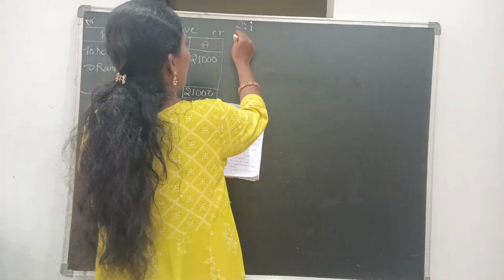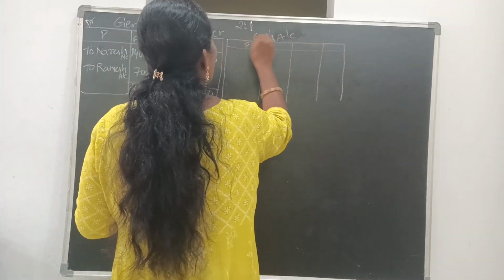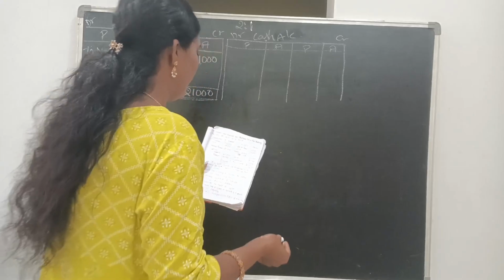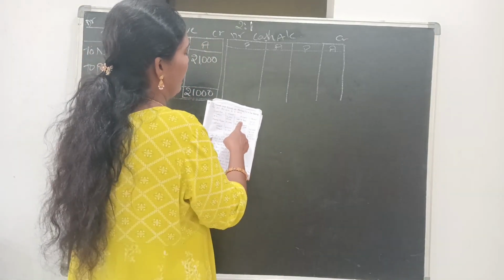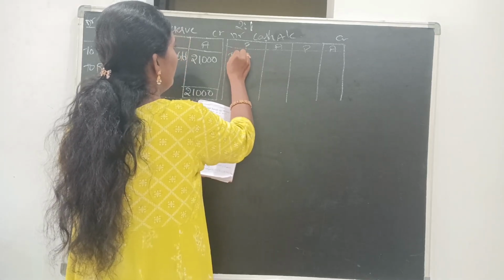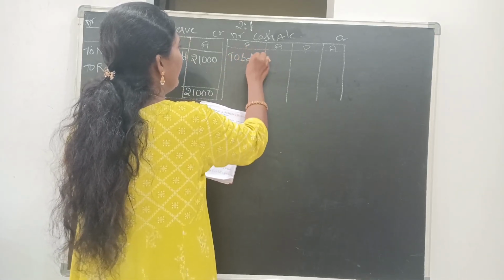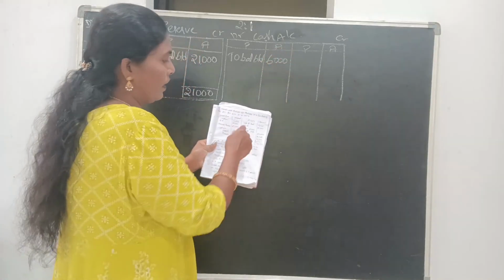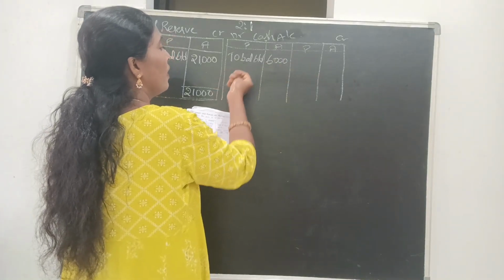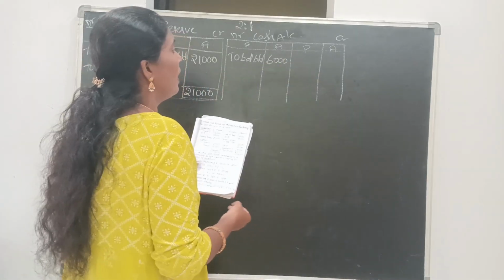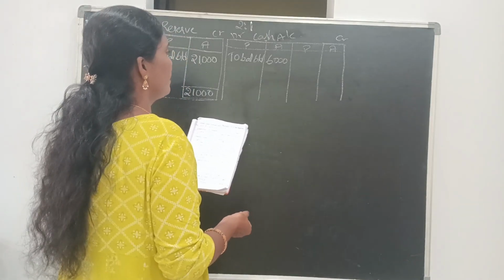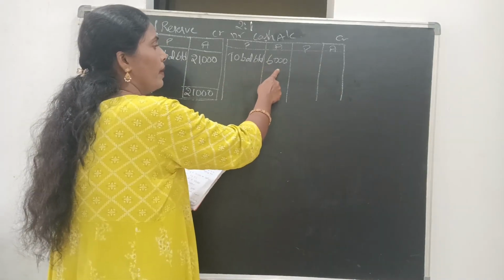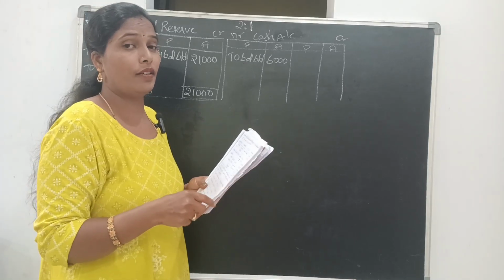Next, coming to the cash account. Particulars, amount. This is the debit side and this is the credit side. What is the opening cash balance? To balance brought down, 6,000. 6,000 is the opening balance, which is on the right side of the balance sheet, and now I have posted it on the left side. Otherwise, go through the journal entries. So this is the opening balance of cash. Now we need to find out the closing balance.